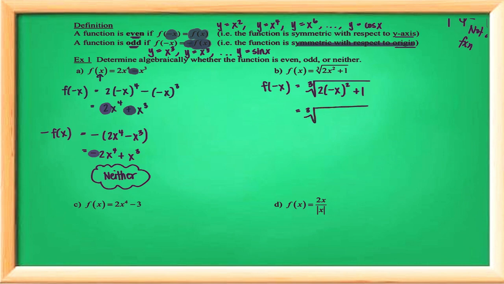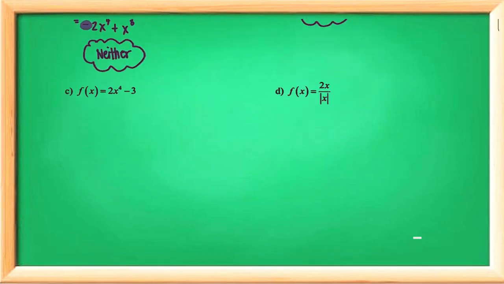So I have the cube root of 2x squared plus 1, and now I compare it. This is identical to the original f of x that I started with. So by definition, that means my function is even. That's it. All right, let's look at another example here. Example C.